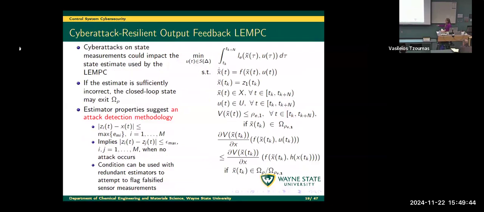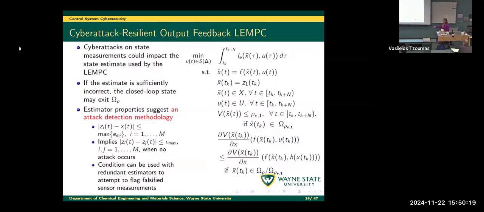So now we're going to design this LEMPC that's shown here. It's the same one as earlier, except that now we use the state estimate that's noted here as our initial condition for the dynamic model instead of a state measurement. And then the idea is that cyber attacks on the state measurements would then impact the state estimates that are being used by this LEMPC. And if the estimate is sufficiently incorrect, the closed loop state could exit the stability region. But we have the estimator properties, and from this we can suggest an attack detection methodology.